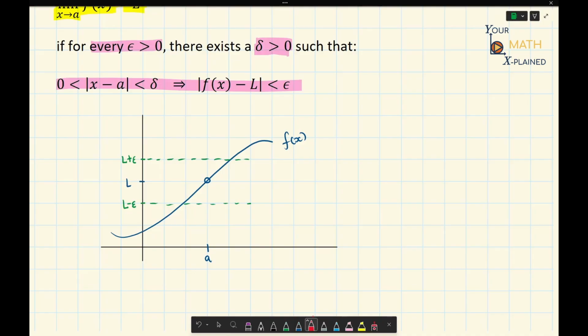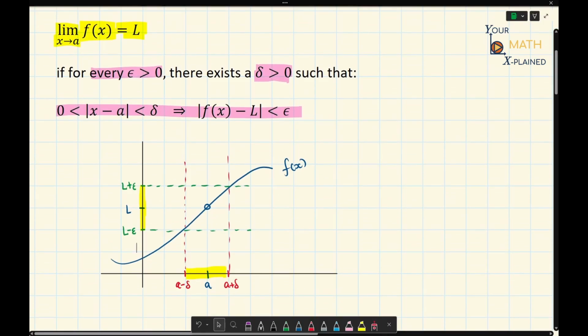Now delta is going to control how close we are to a. So in this case, this would be a plus delta, and this here would be a minus delta. And then the band here shows how close we are to the a value. So in this particular diagram, we've shown that if we've picked this particular epsilon value, then by selecting this delta value, we would have the absolute value of x minus a less than delta, and that is going to ensure that the absolute value of f of x minus L is within that epsilon band.